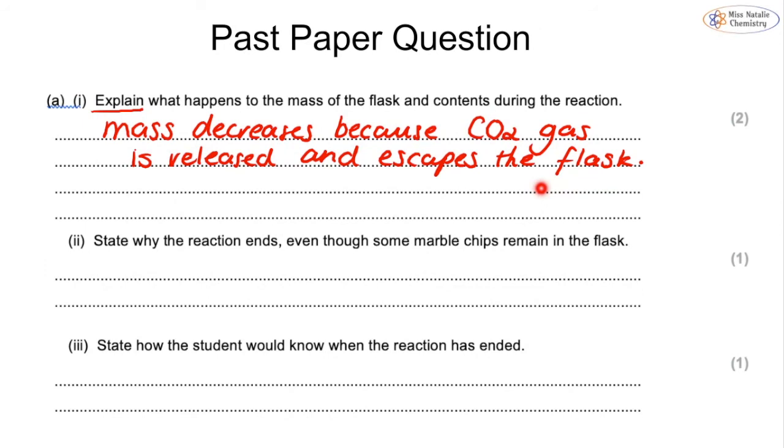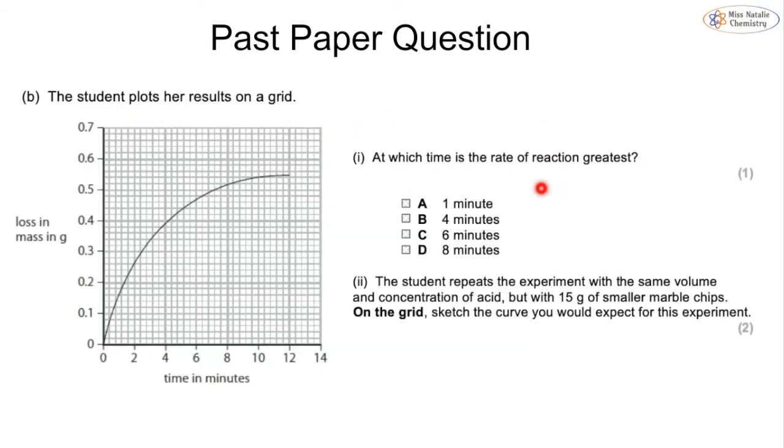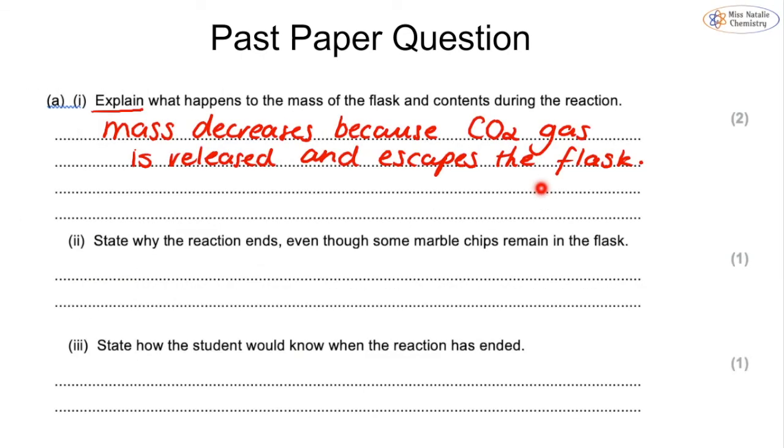State why the reaction ends, even though some marble chips are remaining in the flask and have not reacted. Well, let's go back to see what we were reacting. Well, we had our marble chips plus we had our hydrochloric acid. If we don't react all of the marble chips, it must be because we have used up all of our hydrochloric acid. So that is the answer. We just simply have to state that all the hydrochloric acid has reacted or been used up.